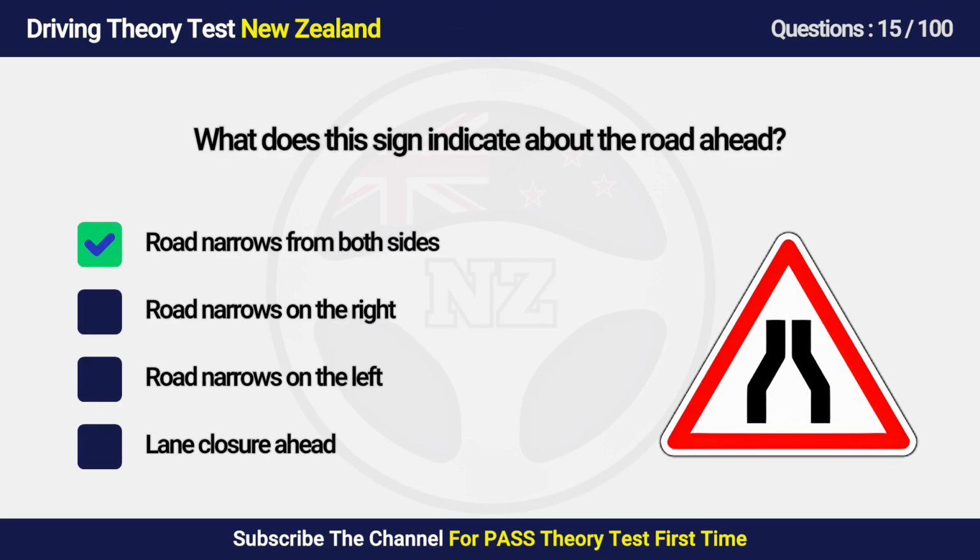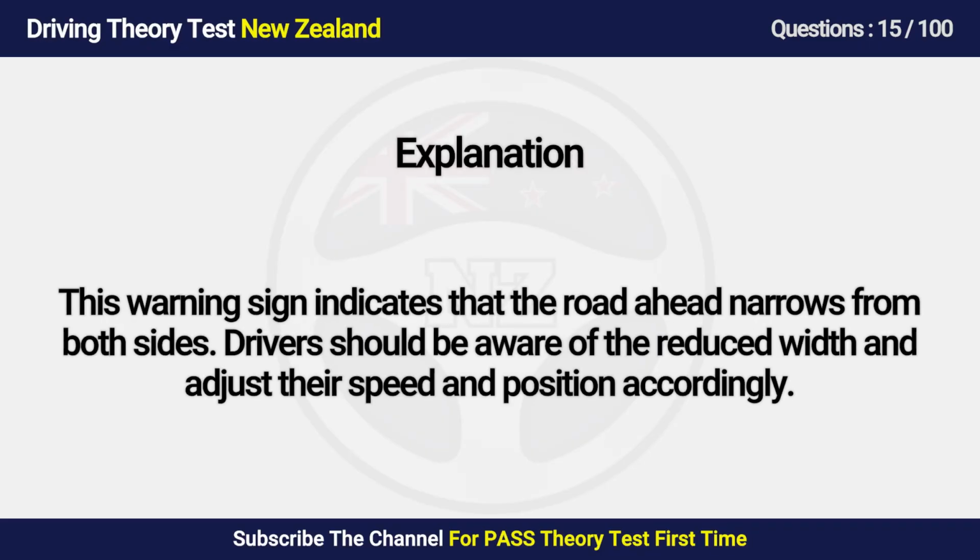Answers is A. Road narrows from both sides. This warning sign indicates that the road ahead narrows from both sides. Drivers should be aware of the width and adjust their speed and position accordingly.